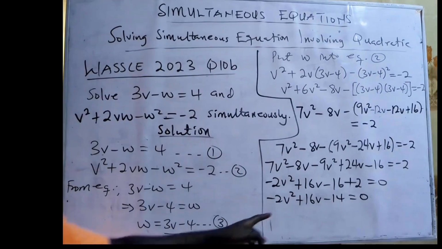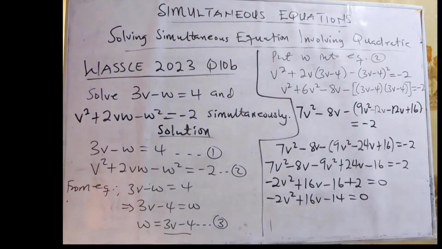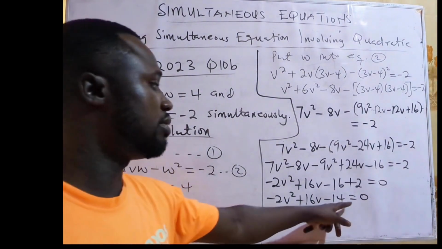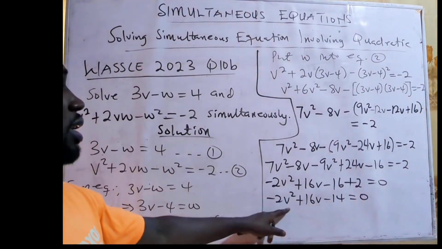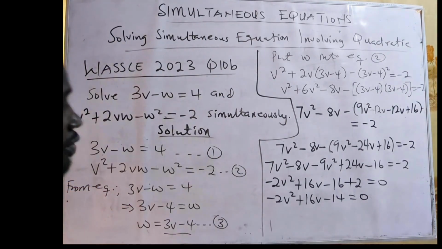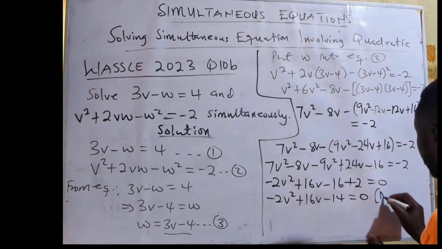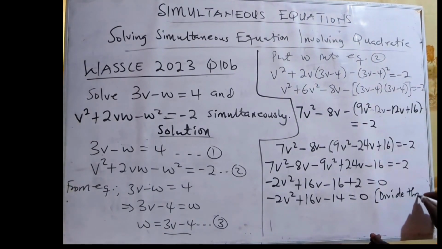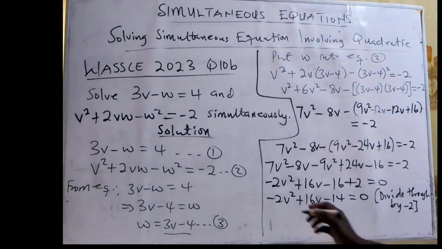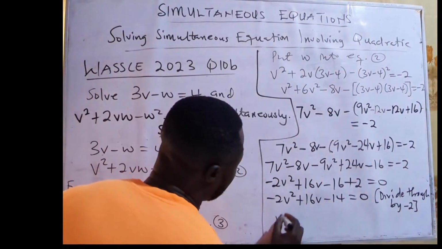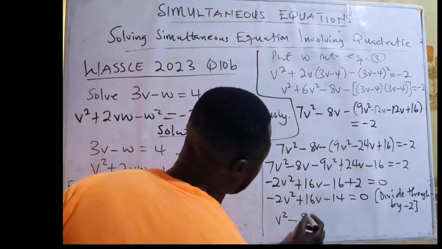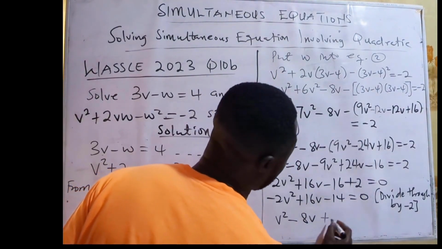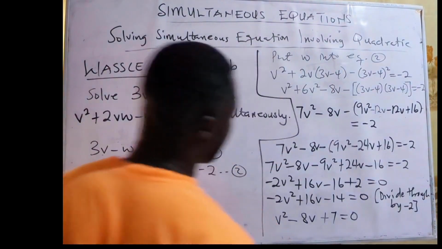So I have -2v² + 16v - 14 = 0. We can reduce this by dividing through by a common factor, and the common factor can be -2, so that we change the v² coefficient to positive. When I divide through by -2: -2 divided by -2 is v², then +8v, and then +7, equal to 0.